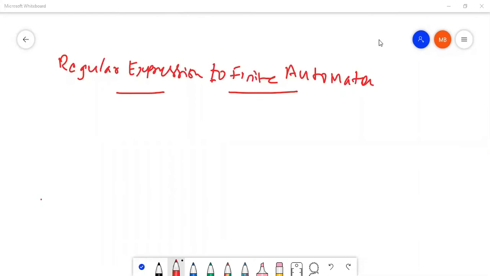Hi students, in this session we just continue with the discussion of how to convert regular expressions to a finite automata. In the last session we had discussed the general procedure for how to convert the expression to automata. Now let's see some of the examples.